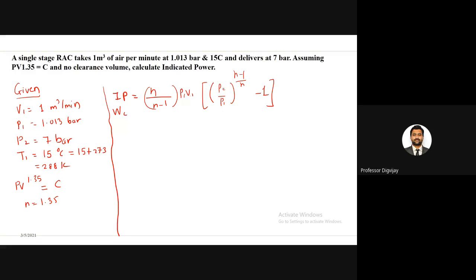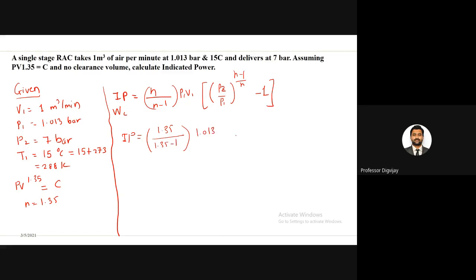Then P2 is given, 7 bar, P1 is given, and all the values are being given. So I'll just write down the values here, then you can calculate on your own. 1.35 divided by 1.35 minus 1. P1 is given as 1.013 bar.